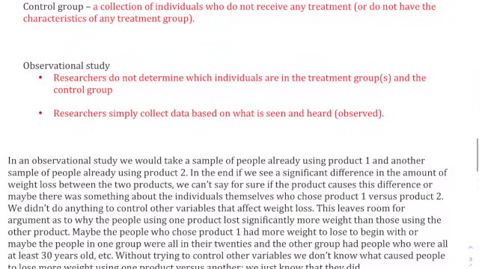Then the next thing we're going to talk about is how you carry out the study, because now we've talked about different groups that receive different kinds of treatment or no treatment. So how do we collect the data? The first type is called an observational study. In an observational study, researchers do not determine which individuals are in the treatment group, where they did something to it, and which are in the control group.